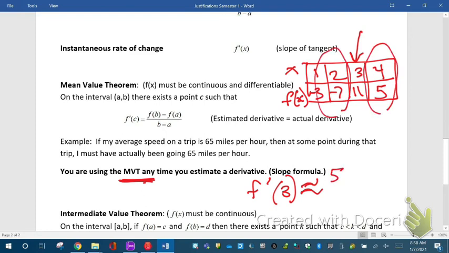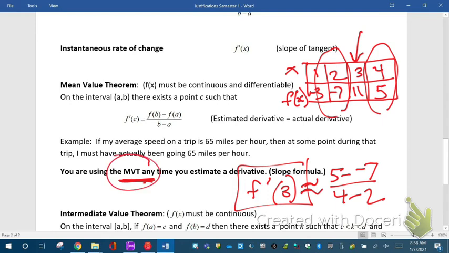So it would be 5 minus negative 7 over 4 minus 2, okay? If they ask for the derivative or the rate of change at 3, we use the 2 points surrounding it. Hopefully you remember that. Anytime you estimate a derivative from a table, that's actually MVT. You're saying that this estimated derivative I get has to be equal to the actual derivative at some point. So if they ask you to justify, it's mean value theorem that's letting you do that.